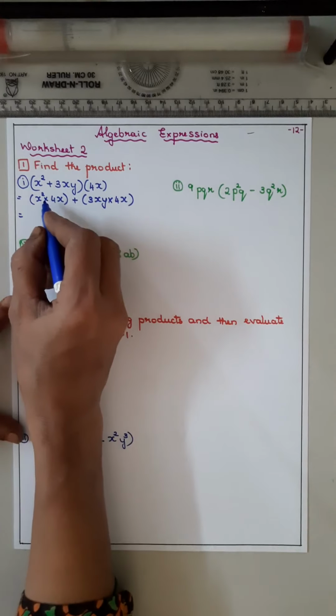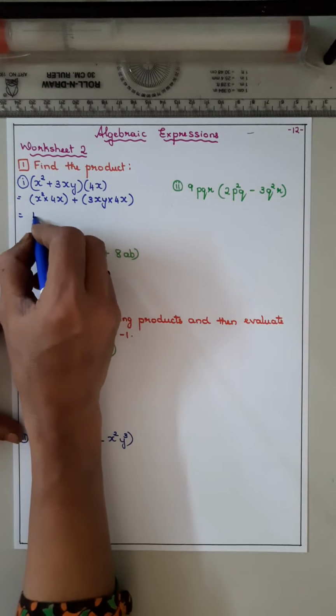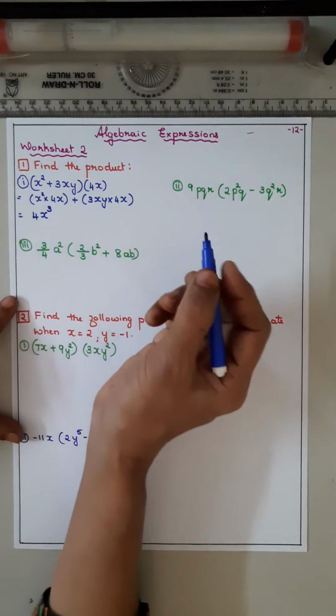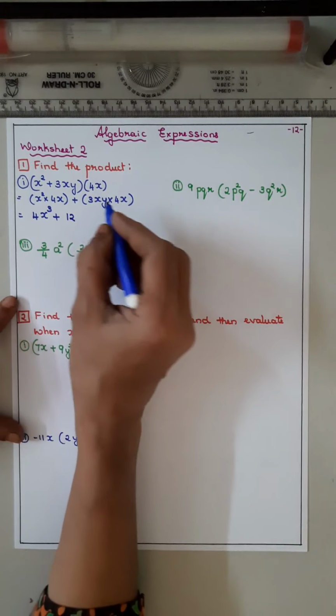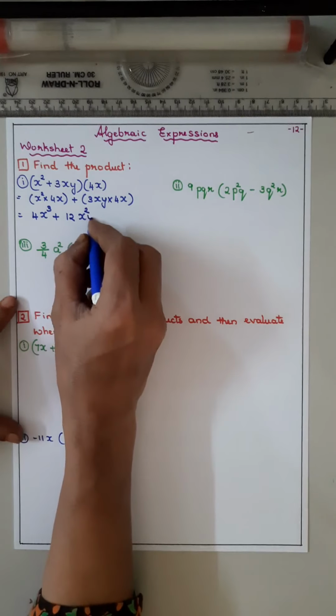Okay. Now x squared into 4x means 1 4s are 4, x squared and x, that is x cube, plus 3 4s are 12, x and x, it is x squared, and then y.